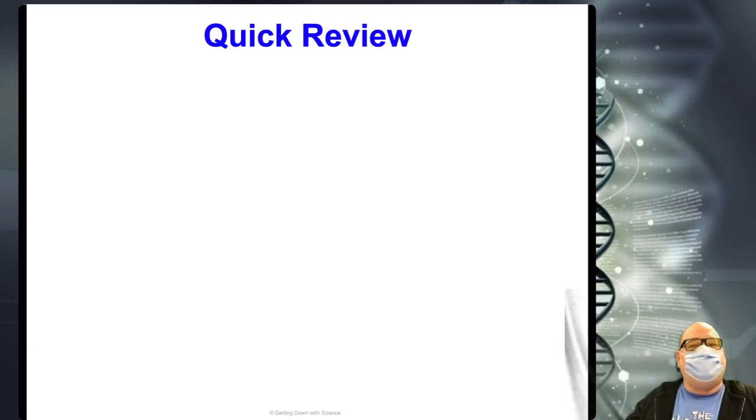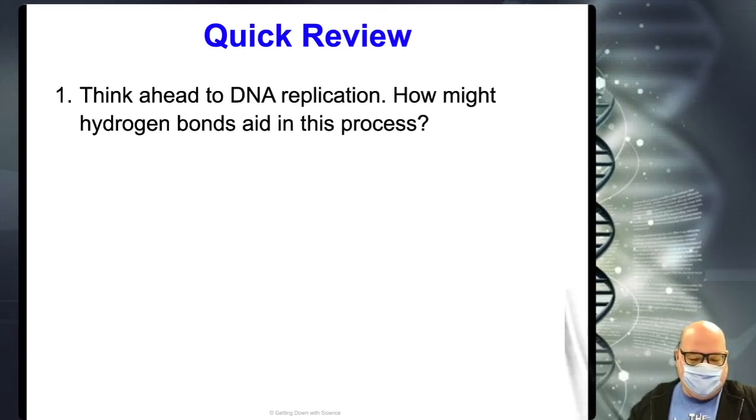All right, a couple review questions for you. I want you to start thinking ahead to DNA replication. Just tell me a little bit about how those hydrogen bonds might aid in this process. I think I told you. Okay. What about the numbering? What about the number of bonds in each base pair? It's going to ensure that you get the right copy, okay?